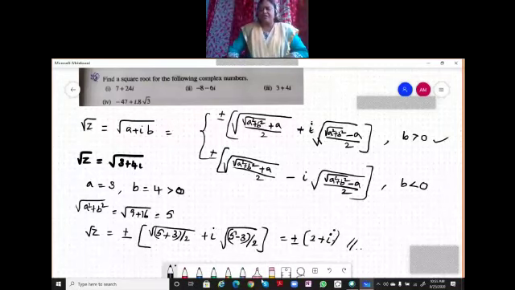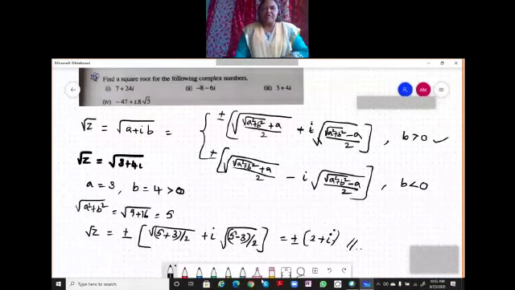In this way, we have to find the square root. See here, check the first problem. A is equal to 7, B is equal to 24. So here we have to take the first formula. Minus 8 minus 6i: what is the value of B here? B is equal to minus 6.